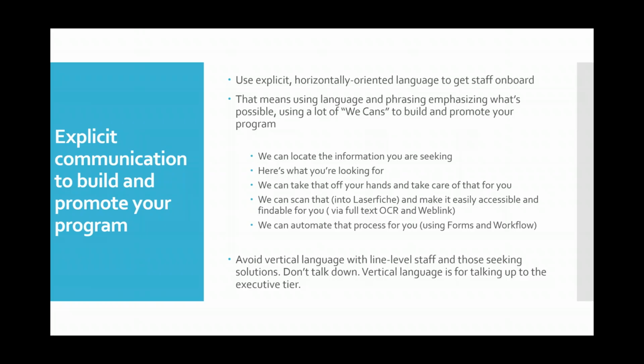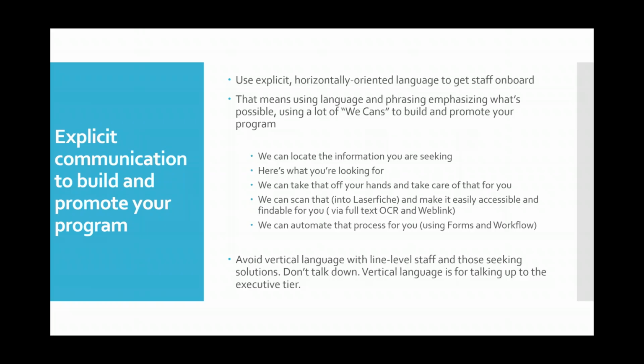All right, next slide. So explicit communication. You want to make sure that when you're communicating with staff, you're communicating, as Kimberly alluded to, horizontally. You want to talk at their level. You don't want to talk down to them. And if possible, you want to be positive. You want to keep talking about what you can do. And if you can appropriately and accurately do so, refer to and use the language that they're using or their nomenclature that they use. That will familiarize them and it will make them more comfortable.